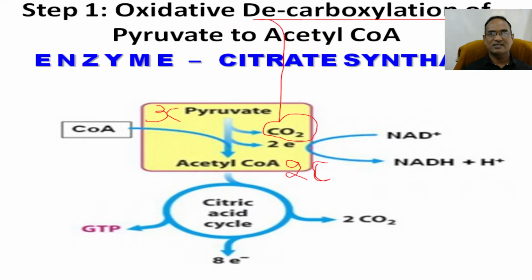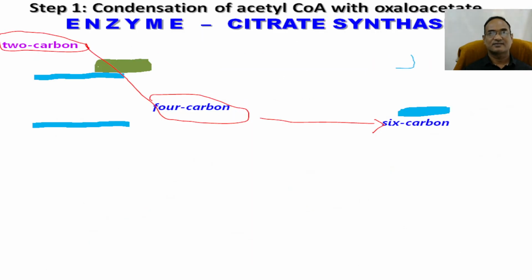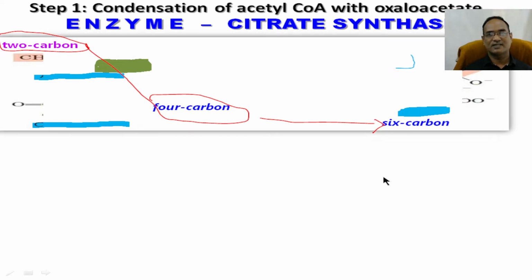So actually, this is the formation of condensation of acetyl CoA with the oxaloacetate. So this is actually the first phase. A 2 carbon compound has to combine with a 4 carbon oxaloacetate, forming a 6 carbon compound.